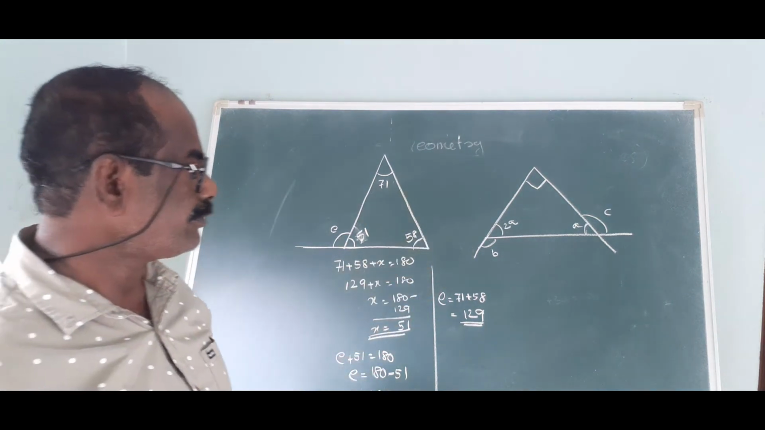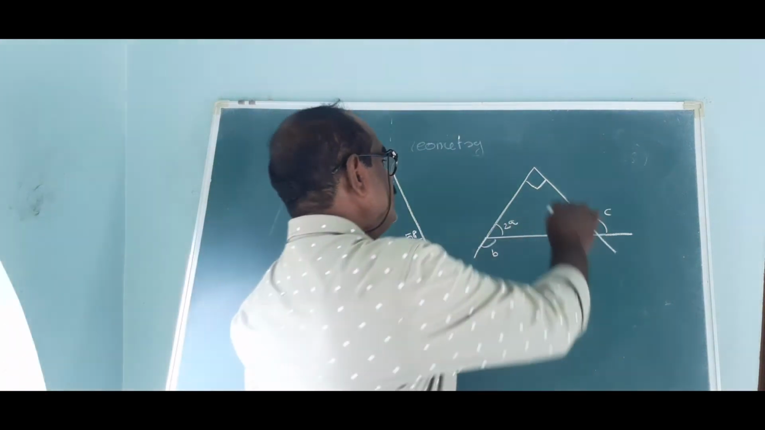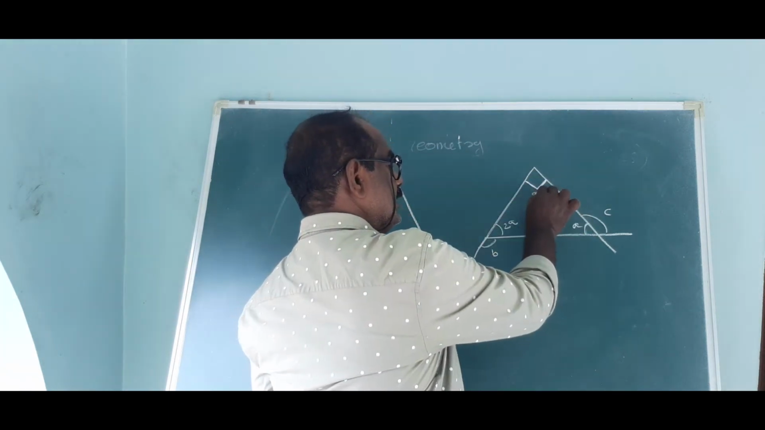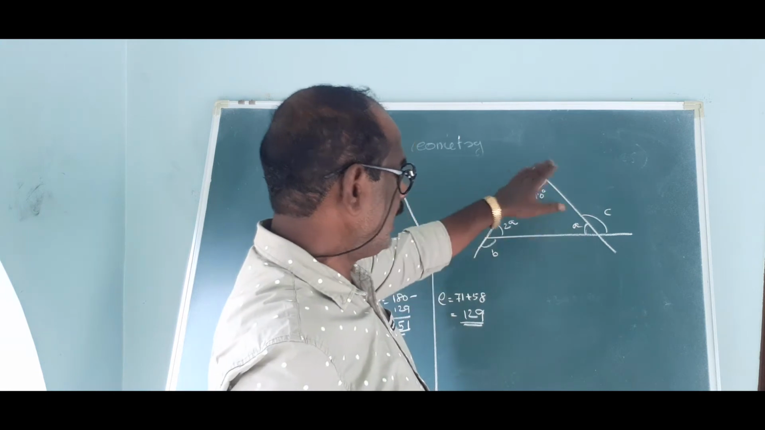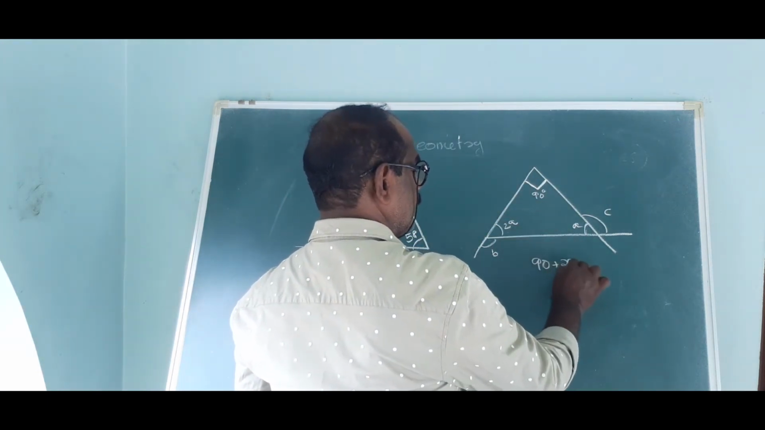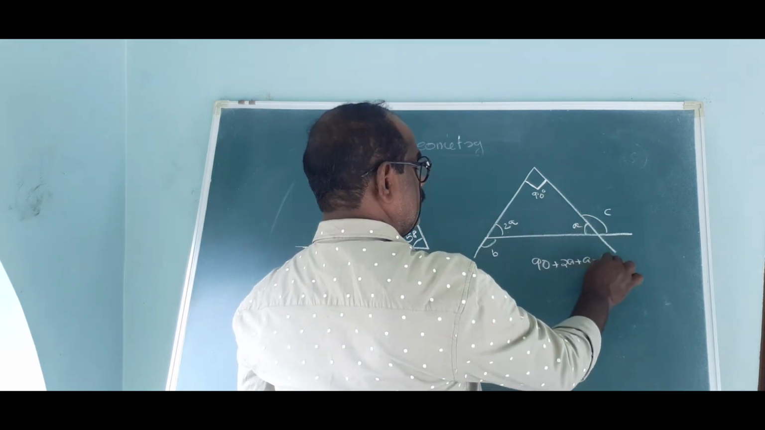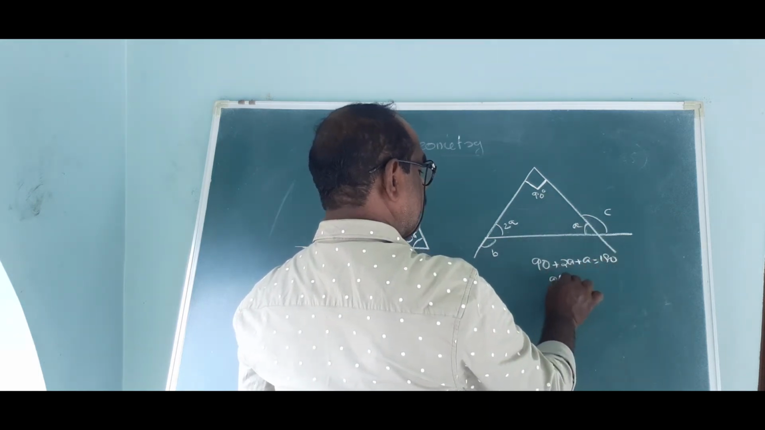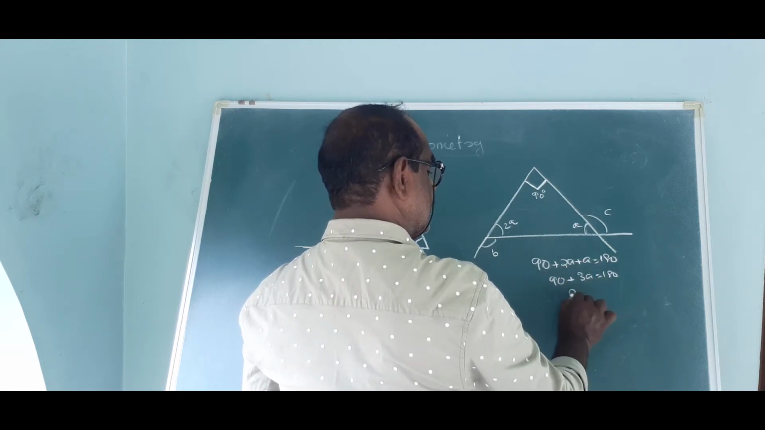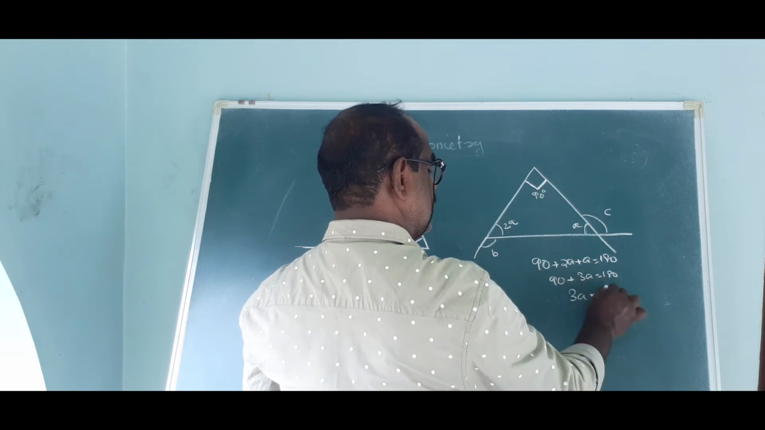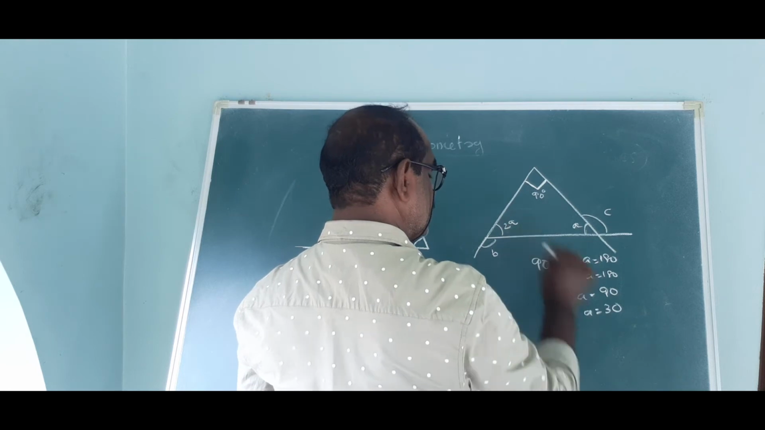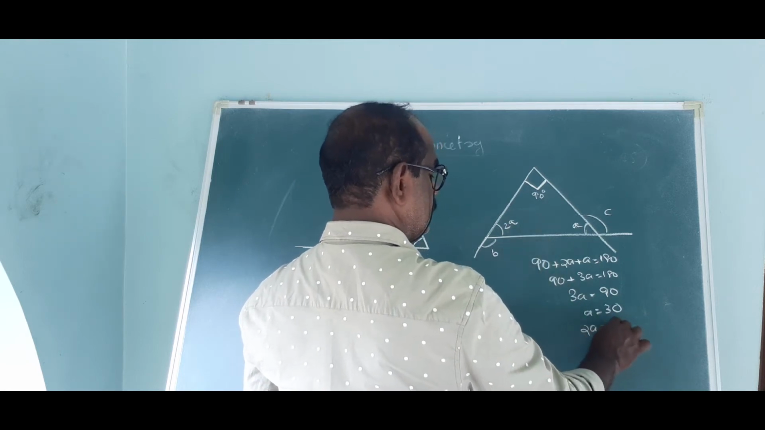Then next problem. Here one triangle is there. This symbol means this angle is 90 degree. Then what is this angle? So we can say 90 plus 2a plus a is equal to 190. 3a is equal to 190 minus 90, which is 90. A is equal to 30. Then what is 2a? 2a is equal to 60.